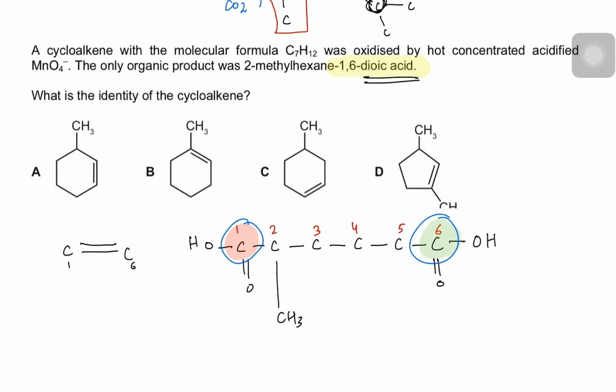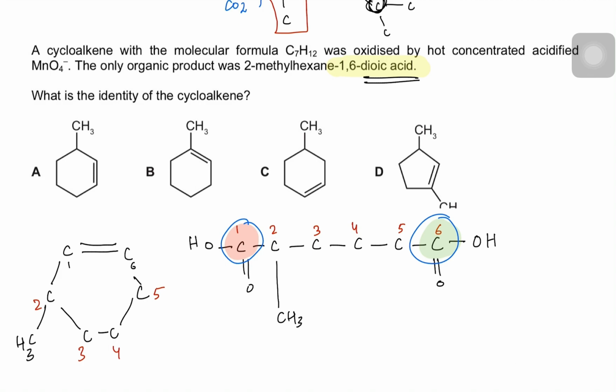Carbons 2, 3, 4, 5 were like this. So carbon number 2, 3, 4, 5, 1 and 6 all made a cycle. You know carbon number 2 has a branch, so the branch was already there like this.